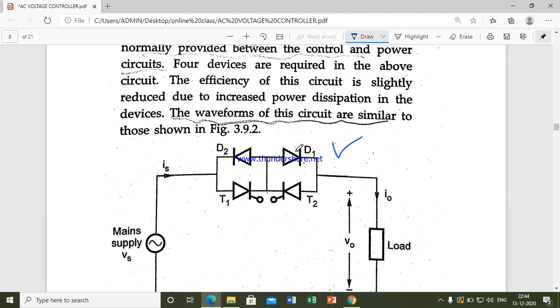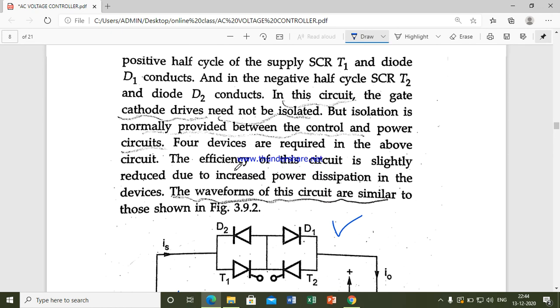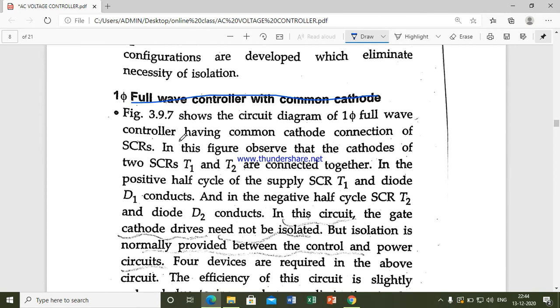Here you can observe that during the positive half cycle, current goes from supply to T1, T1 to D2, D2 to load, and back again to supply. During the negative half cycle, you can observe that current goes from supply to load to T2. Like this, you are able to control it. So you can call this a single phase full wave controller with a common cathode.